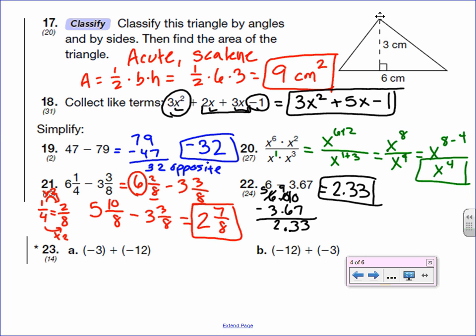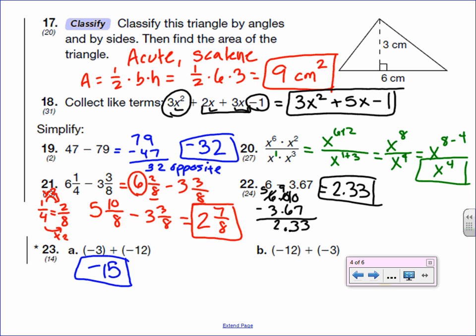And we're adding integers here. So we have negative 3 plus negative 12. They have the same sign, so we're going to add them together and keep the sign. So 3 plus 12 is 15, and then we keep the sign, which was negative for both.